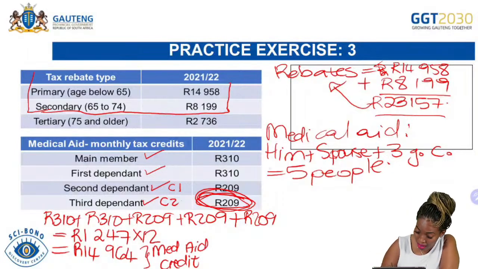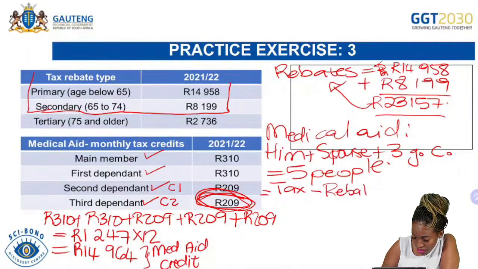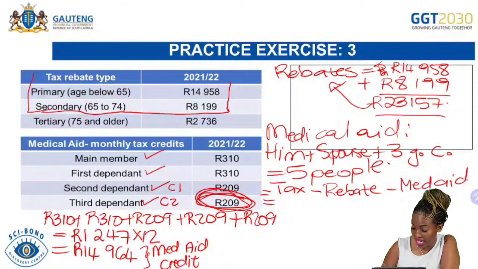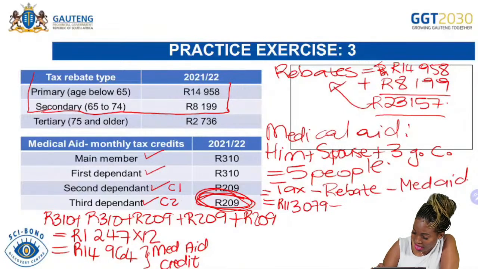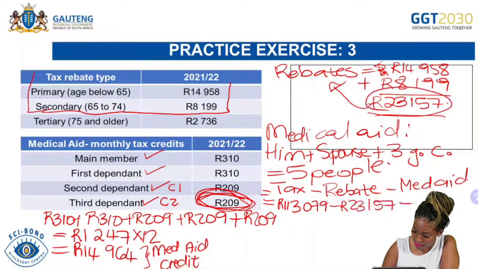So to calculate the total tax that you will pay, we are gonna say the tax amount minus the rebate minus the medical aid. And then remember the tax amount was already calculated in the previous slide, and it was 113,079 minus, this is the rebate, it is 23,157 minus the medical aid. How much medical aid? 14,964.